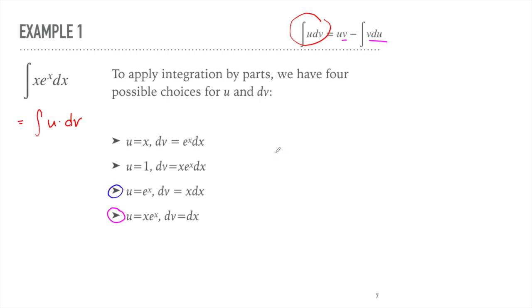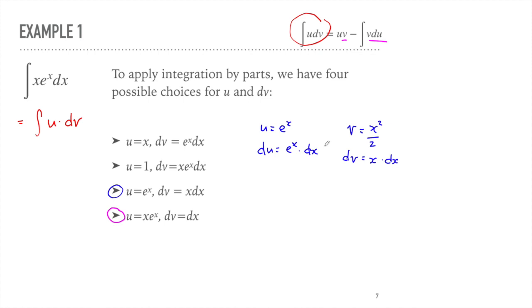Sa pangalawang choice natin, yung u natin ay e to the x. So, yung dv natin ay yung matitira, which is x times dx. So, again, meron na tayong u at v. Kailangan natin ng v at du. So, starting sa du, derivative niyan yun din. So, e to the x. Tapos yung v natin ay yung integral nito. So, integrate x magiging x squared over 2. Oops, nakalimutan natin lagyan dito ng dx.